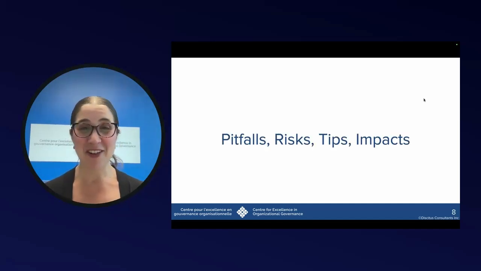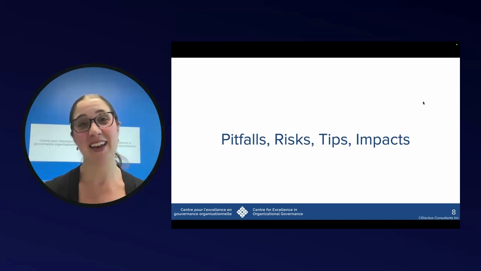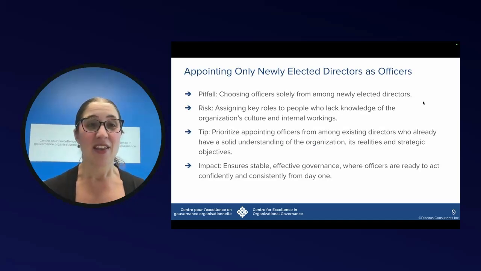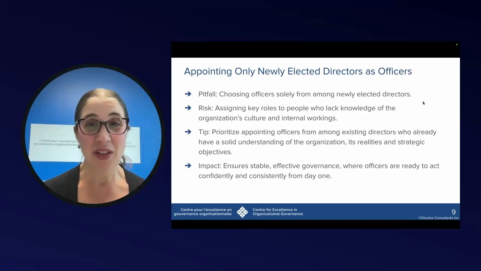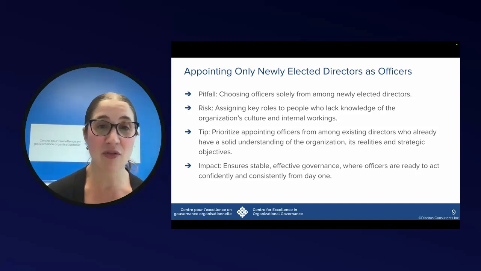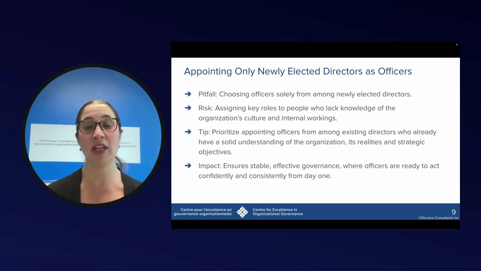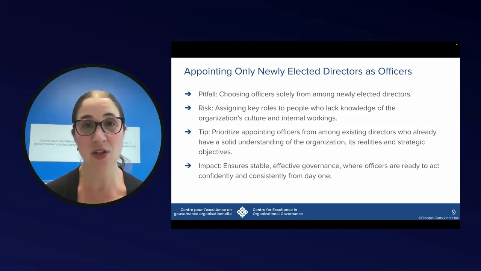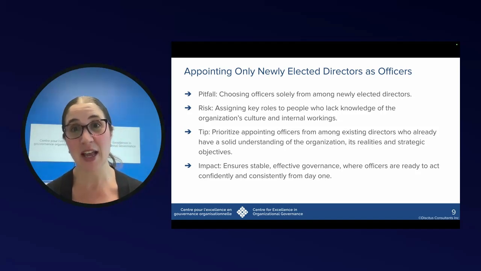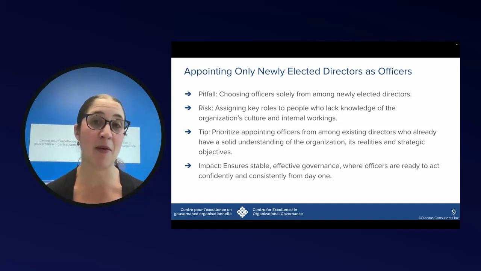Now, time for pitfalls, risks, tips, and impacts. Appointing only newly elected directors as officers. The pitfall here is that choosing officers solely from among newly elected directors can have a negative impact on the organization. Assigning key roles to people who lack knowledge of the organization's culture and internal workings may have negative impacts.